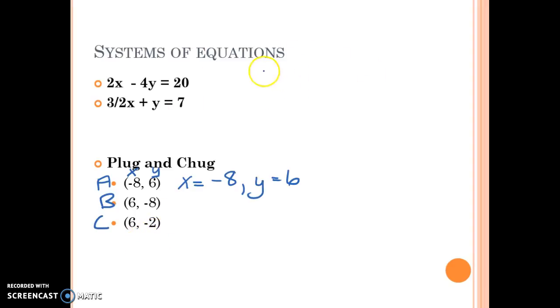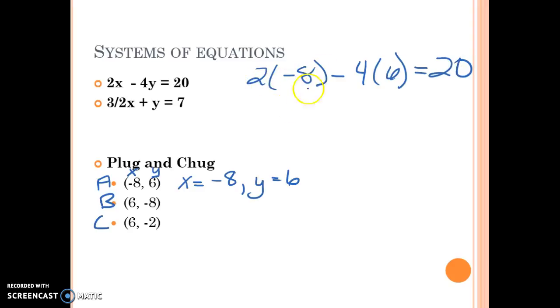Let's try A. Let's take the first one. We'll plug it in there. 2 times negative 8 minus 4 times, what's our y? 6 is equal to 20. 2 times negative 8 is negative 16. This is the same thing as minus 4 times 6 is negative 24. I got a bad feeling about this. There's no way I can combine those two numbers and get a positive 20. This cannot be the right answer.